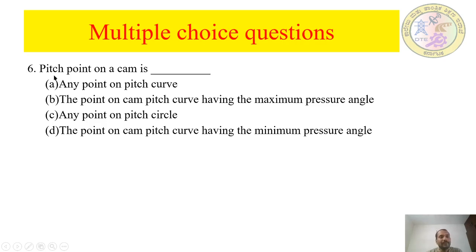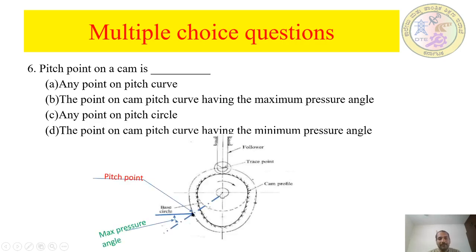Sixth one, the pitch point on a cam is dash. Any point on the pitch curve, the point on cam pitch curve having maximum pressure angle, any point on pitch circle, the point on cam pitch curve having minimum pressure angle. We know the pitch point is the point on the pitch curve having maximum pressure angle. So answer is B.